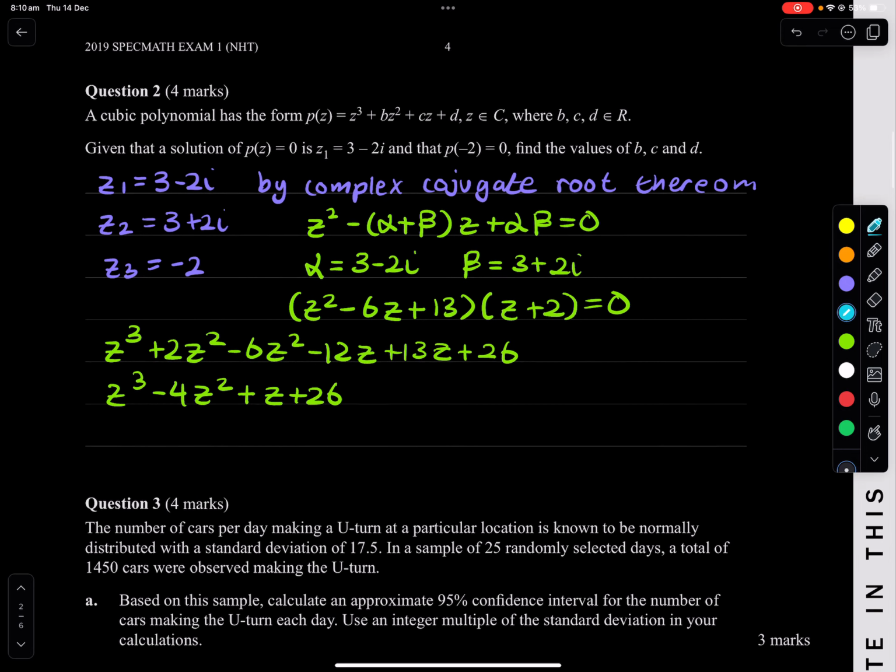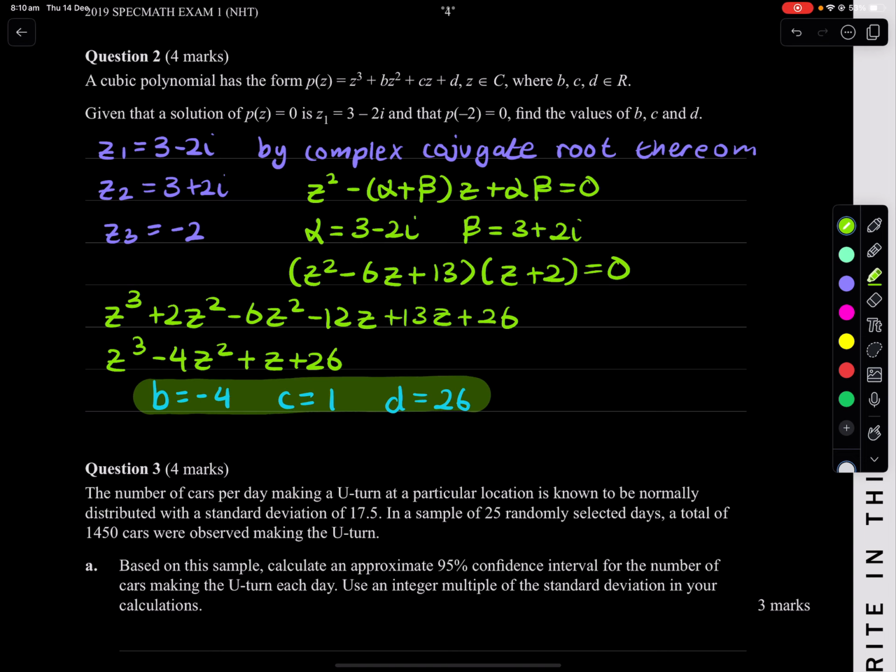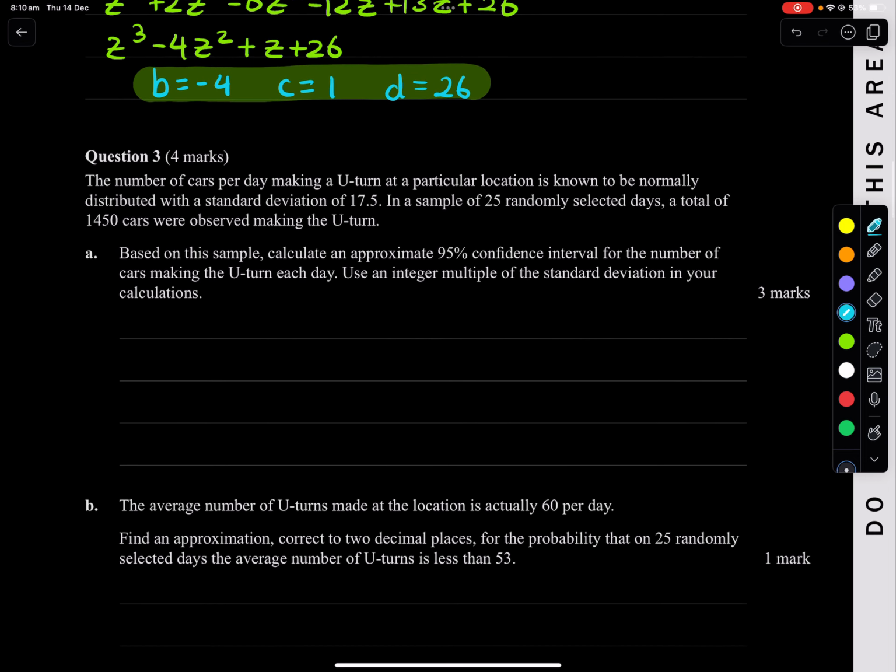Hence, your b value is going to be negative 4. Your c value is going to be 1. And your d value is going to be just 26. Done. Those are your answers. Let's highlight those. Easy. Next question.